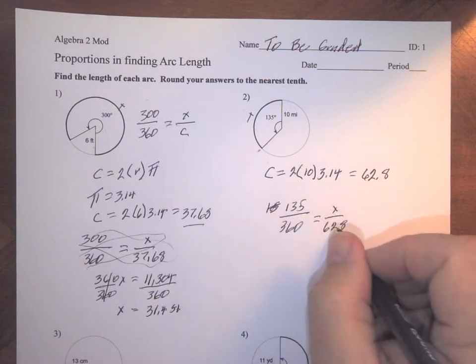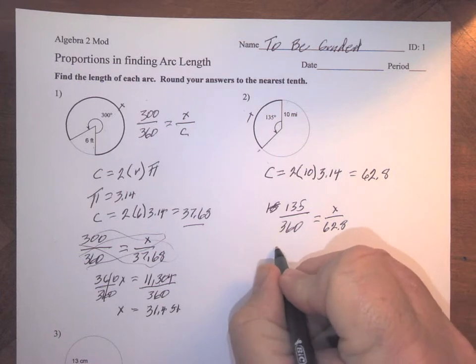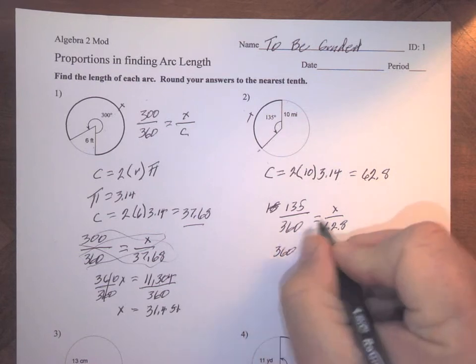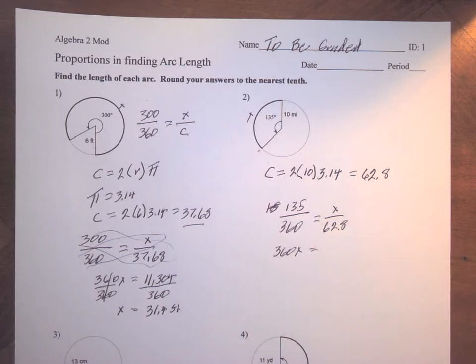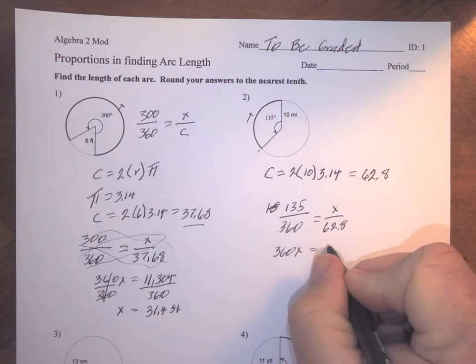So once again, we're just going to do our cross multiplication. 360 times x is 360x, and 135 times 62.8 is equal to 8,478.